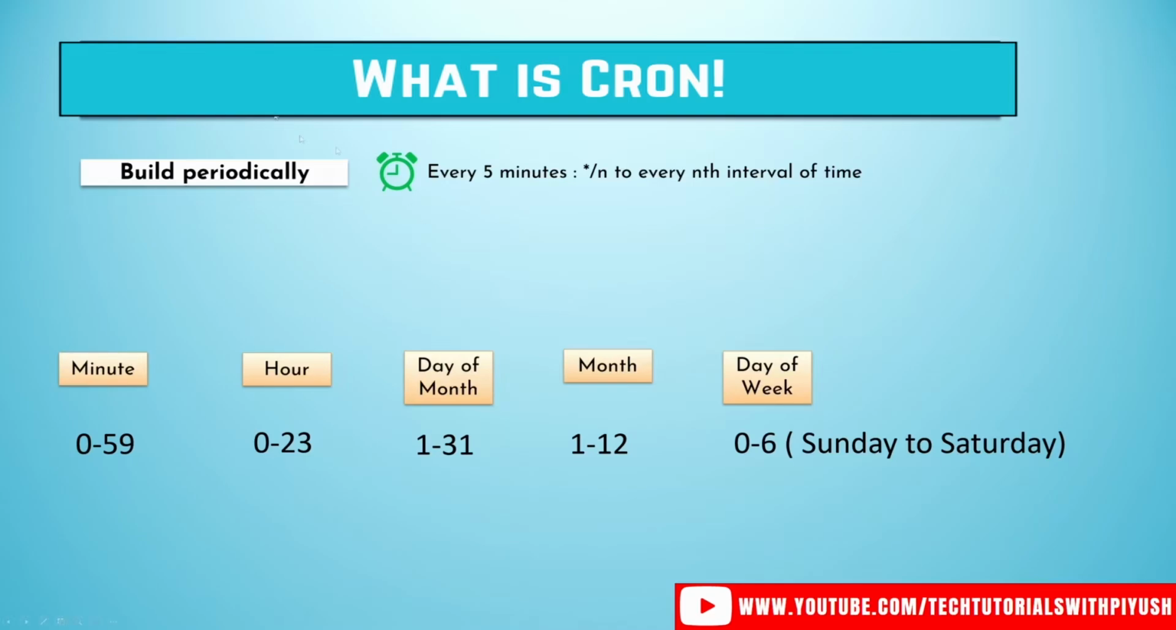So let's say you want to trigger a build every 5 minutes. For that, you have to use asterisk divide by n for every nth interval of time. What I mean by that is if you want to run your build every 10 minutes, then you would use star divide by 10 and asterisk for the rest of the places. So for this example, if we want to run it every 5 minutes, then it will be asterisk divide by 5. So this build will run every 5 minutes with asterisk at the rest of the places. I hope this is clear now.